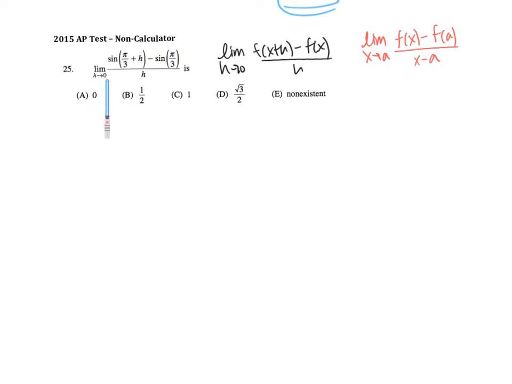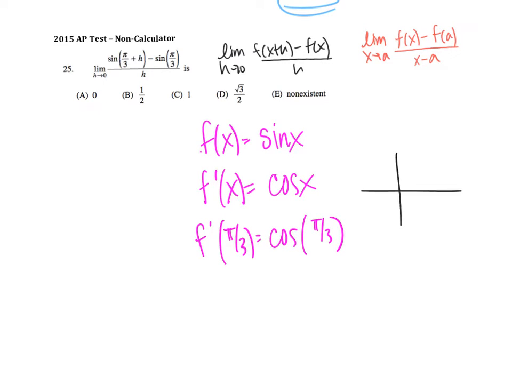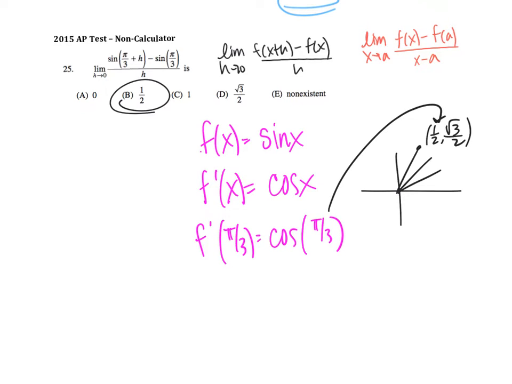25 varies a little bit. It's still using the same formal definition, but here we need to know the function is the sine of x. The derivative of sine is cosine. Now they want to know the derivative at that x value of pi over 3. So f prime of pi over 3 will be the cosine at pi over 3. Thinking to my unit circle, we've got pi over 6, pi over 4, pi over 3. These coordinates are 1/2, root 3 over 2. Therefore, the cosine is the x value, which is 1/2.